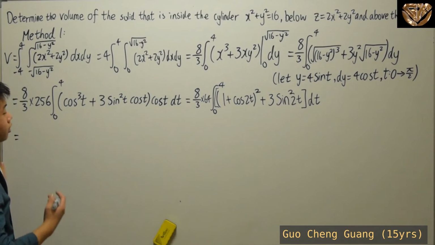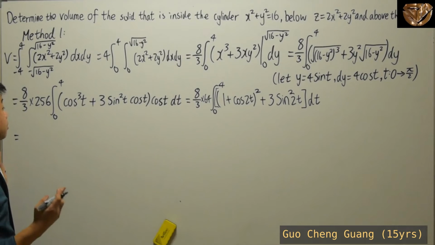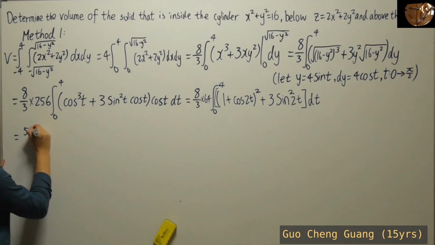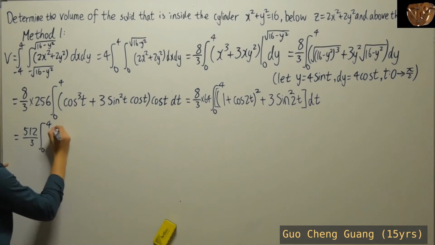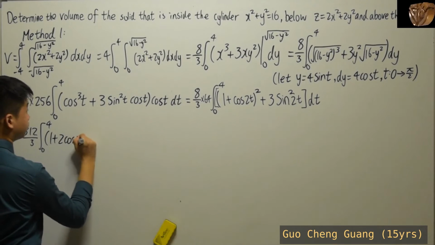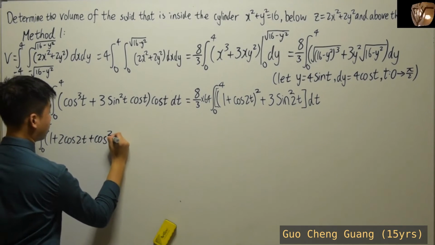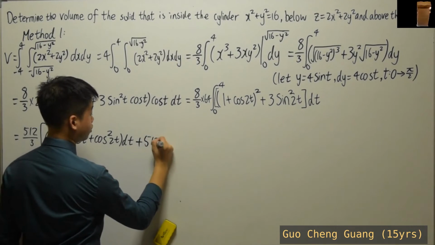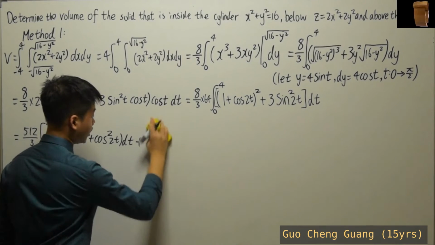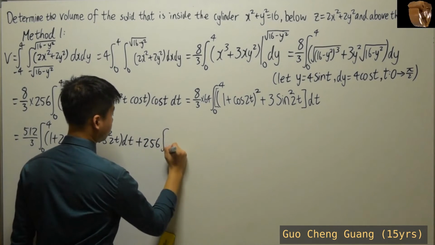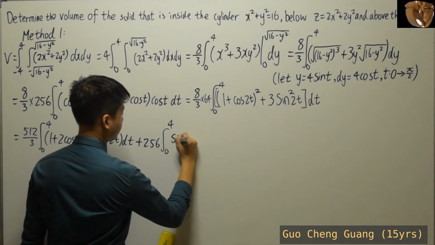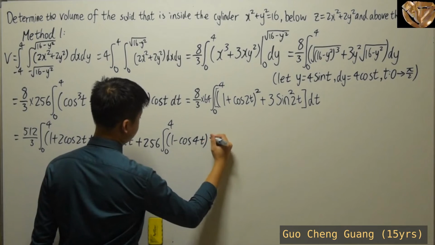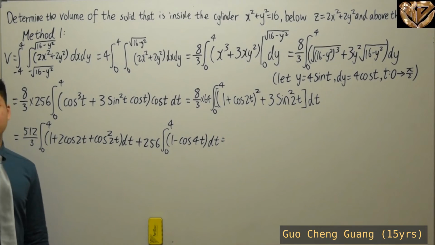Now, depending on how you like to solve it, you could separate them in different ways. Whether you want to separate it into two terms, where you're going to have 512 over 3 integrate from 0 to 4, 1 plus 2 cosine 2t plus cosine square 2t, and then dt. Then you add on 512, which you need to bring a 2 in for your double angle formula, and that becomes 256. Integrate from 0 to 4, and then sine square becomes your 1 minus cosine and the double angle, which in this case is 4t. Right, so this is what you will be seeing.